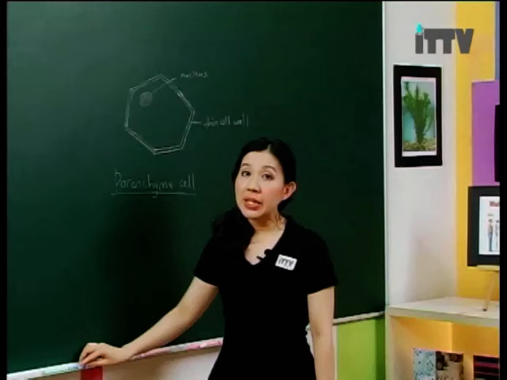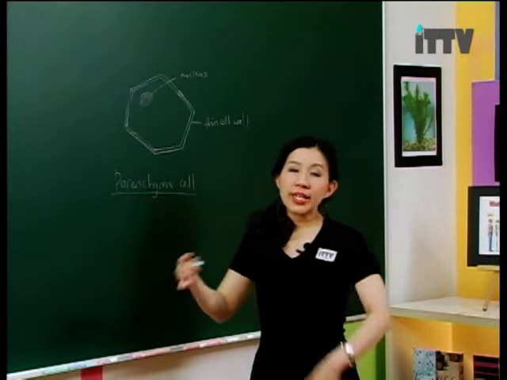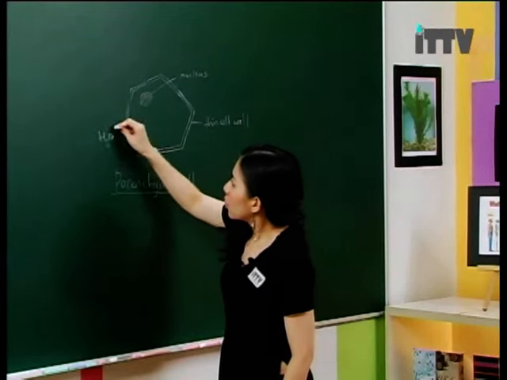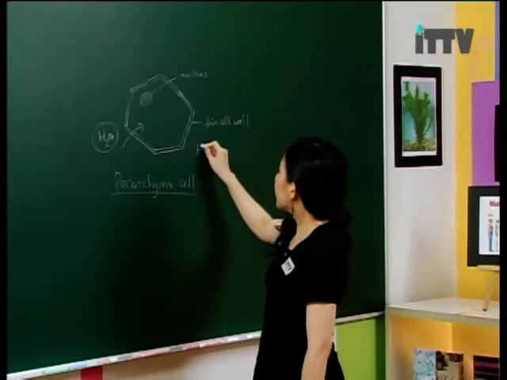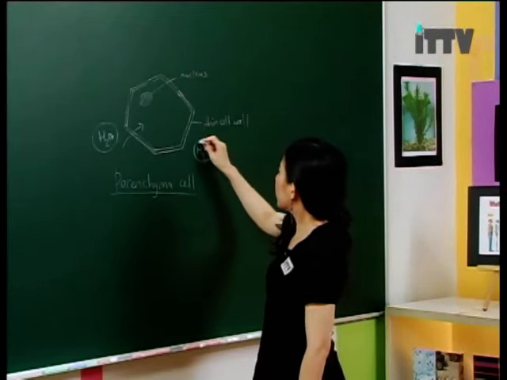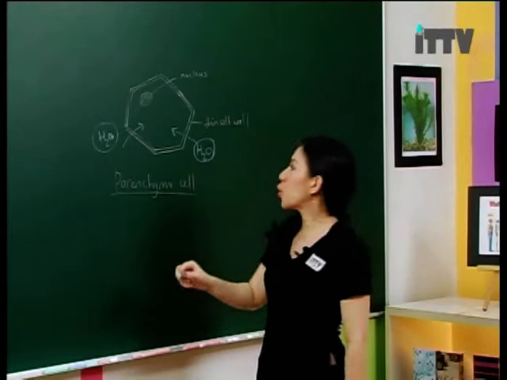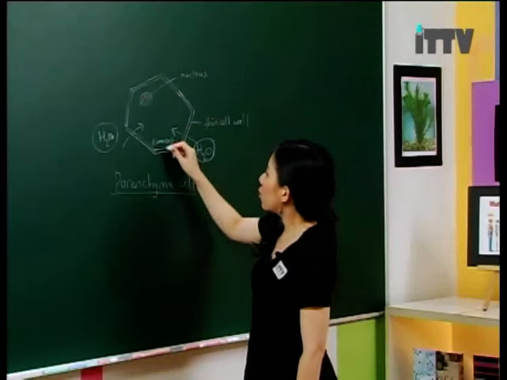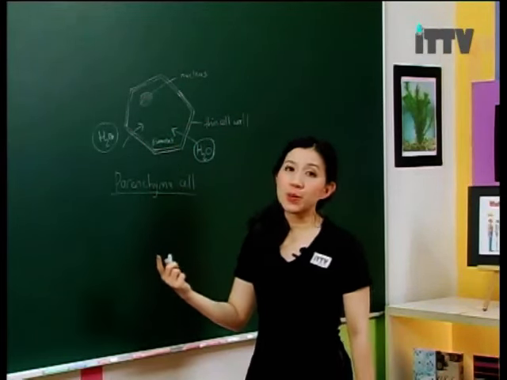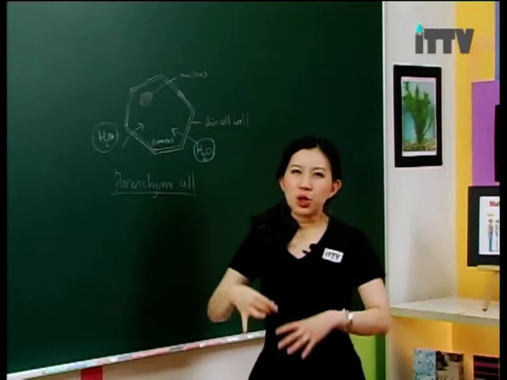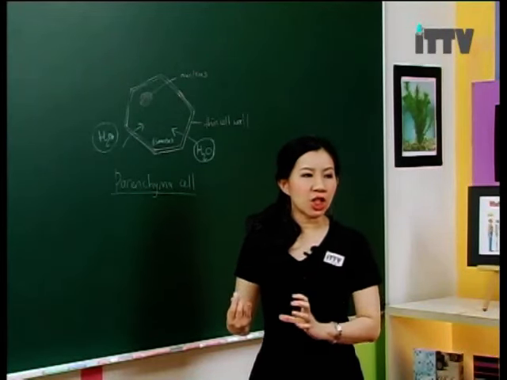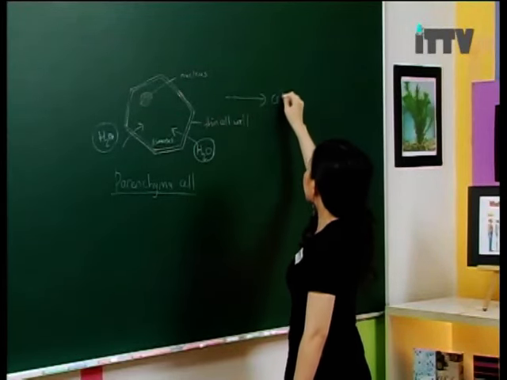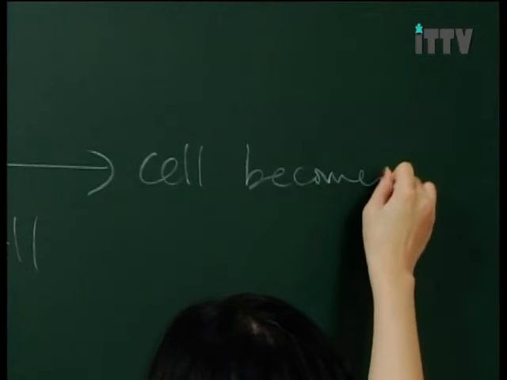So what happens is that when there's sufficient water in the ground, water would go in through osmosis. When there is enough water, water goes in through osmosis. The process of water going in from regions of high to low concentration is known as osmosis. And what happens is that the whole plant cell will become turgid. So then after that, the cell becomes turgid.